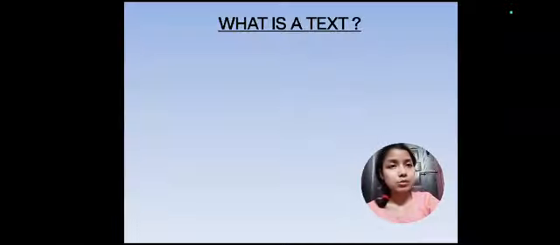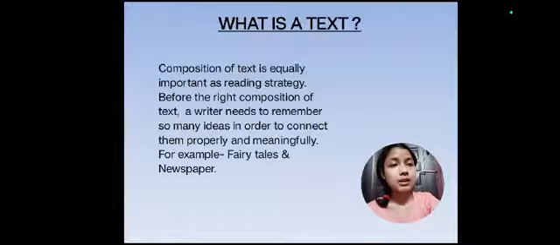First we need to know what is a text. Anything that is readable in the world is considered as a text. To define it, the composition of text is equally important as reading strategy. Before the right composition of text, a writer needs to remember so many ideas in order to connect them properly and meaningfully. For example, fairy tales and newspaper are two different types of text, both.